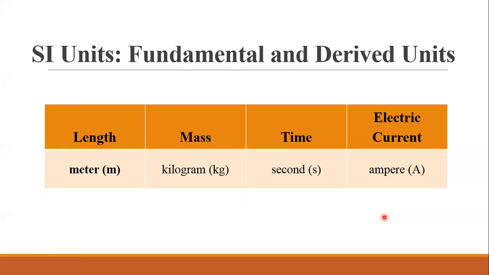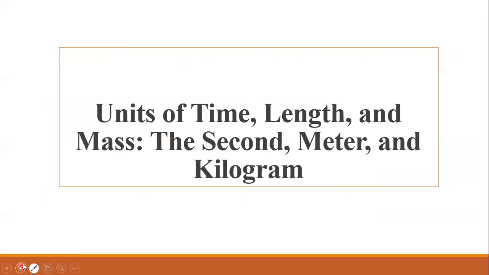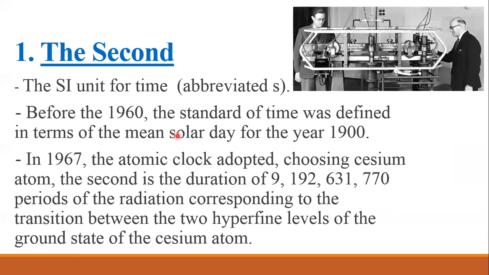So these units are the derived units. So we call them the derived units. Okay. Now we go to the units of time, length, and mass: the second, meter, and kilogram. So we have the second. Okay. The second, this is the SI unit for time, abbreviated S.